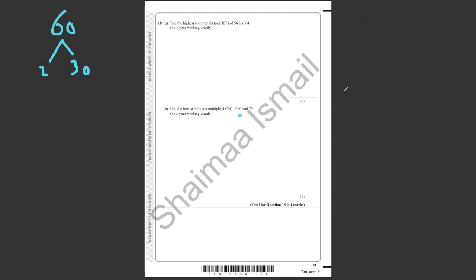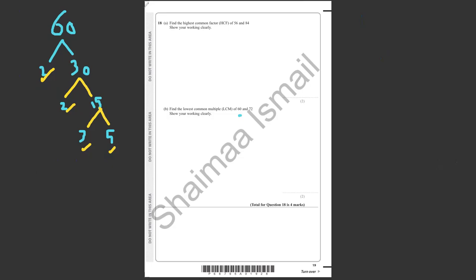Then we cut the non-prime number and mark the prime number. We cut 30 into 2 also, because it's even, and 15. Mark the prime, cut the non-prime. Okay, and here we have 3 and 5, and both are prime, and we reach the end.